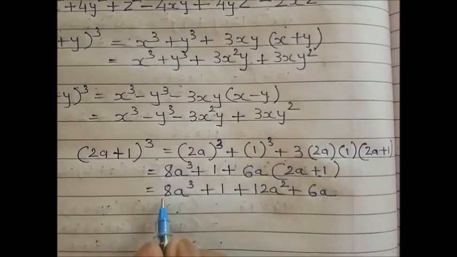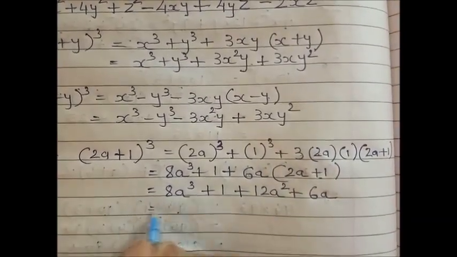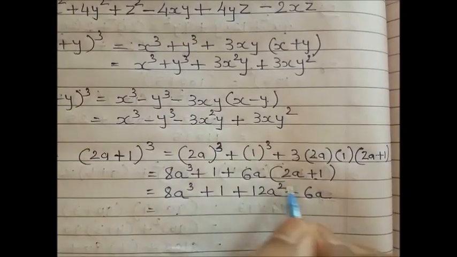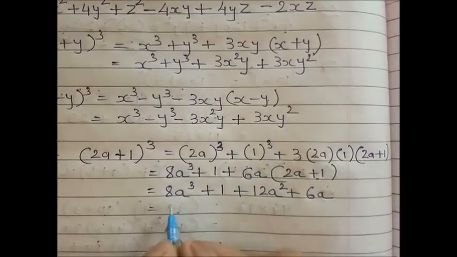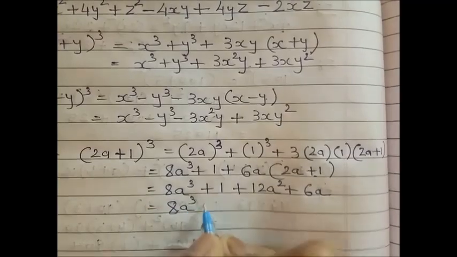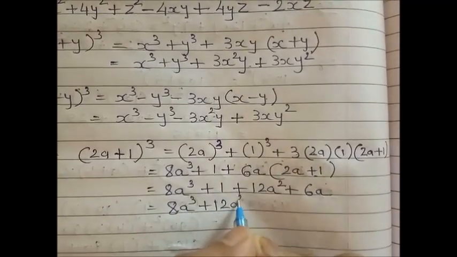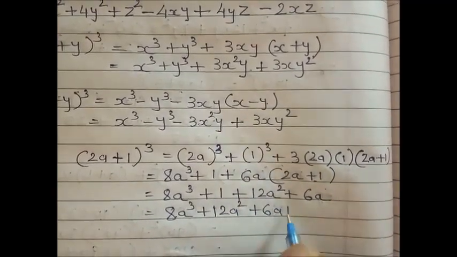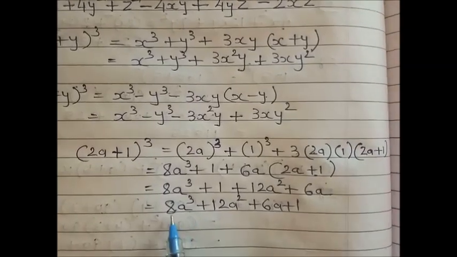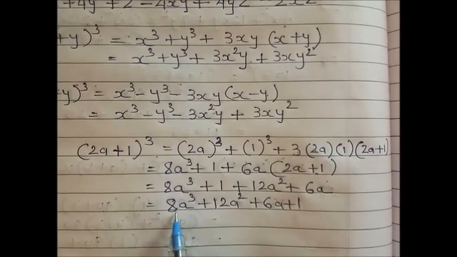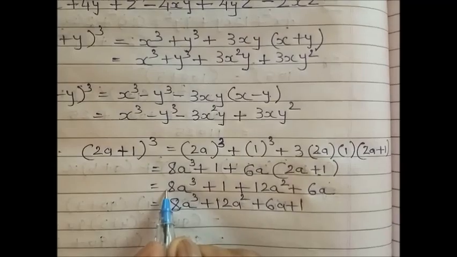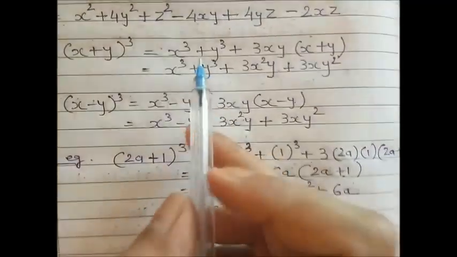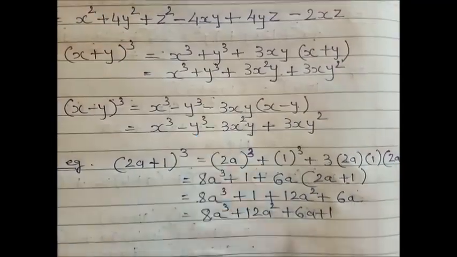Right, now you can write this in a proper sequence, that is first cube term, then square term, then 1 term and then constant, that is 8a cube plus 12a square plus 6a plus 1. Right, this is for your understanding, you can do it afterwards, but even if you are doing this, the answer will be correct. Both the ways you can solve these sums.